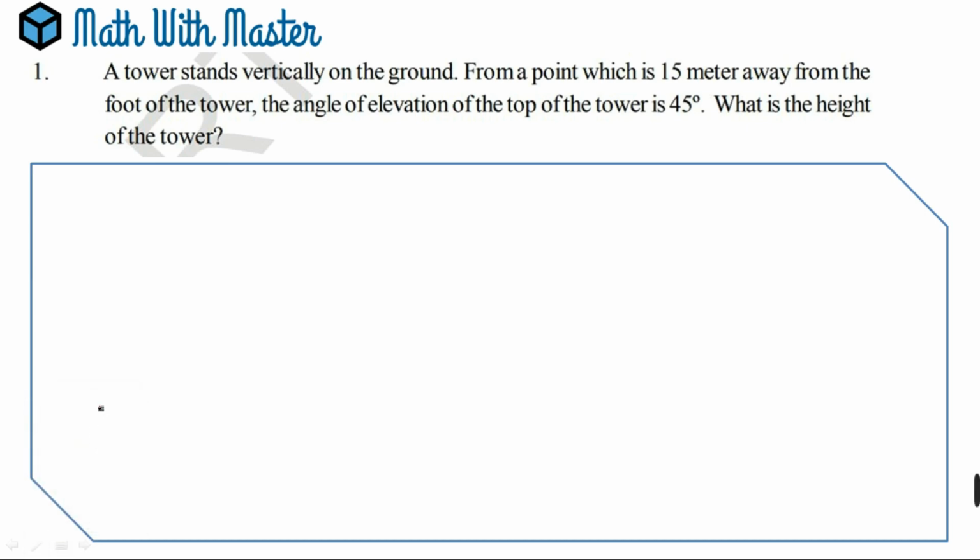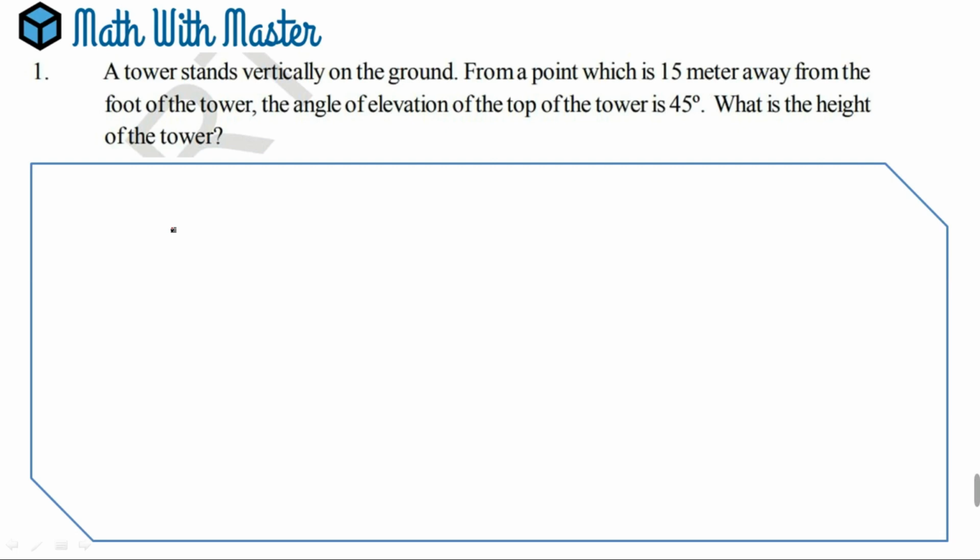Here is the first question. A tower stands vertically on the ground. From a point which is 15 meters away from the foot of the tower, the angle of elevation of the top of the tower is 45 degrees. What is the height of the tower? So now, the wording is important over here, because we should draw a diagram from these words.